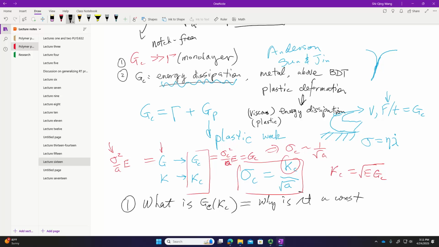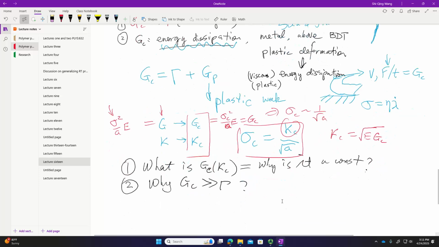Second, the difficulty I had, I still should say why GC is so much larger than gamma. So I said two things. I said, number one, it's really a wonderful thing that Griffith did what he did and discovered there's such a thing called toughness, right? We call this toughness. It has two names, toughness or the so-called critical energy release rate. Rigorously speaking, they mean the same thing.